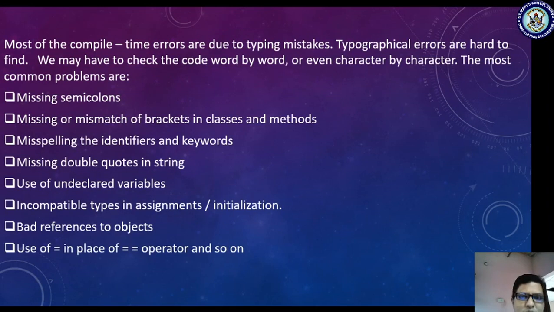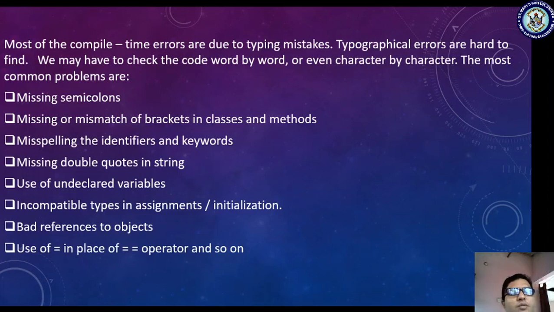Now we will see what the most common compile time errors are. Most of the compile time errors are due to typing mistakes. It is because of our mistakes. Typographical errors are hard to find, so it is difficult to identify them. We may have to check the code word by word or even character by character.